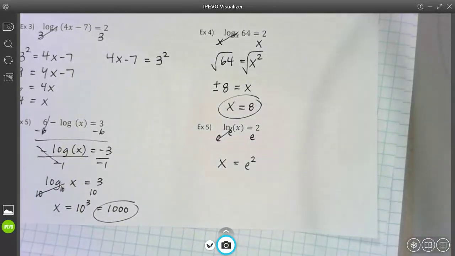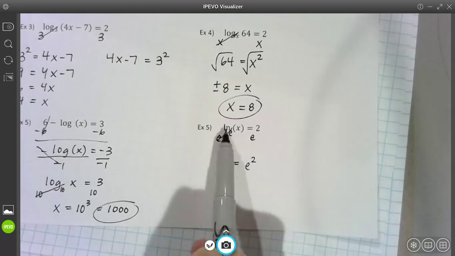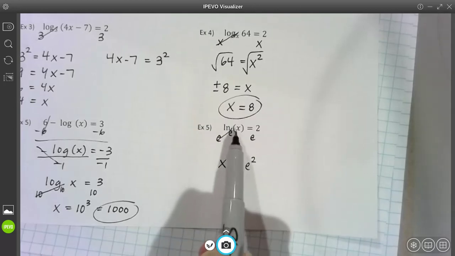Remember, e is a really long irrational decimal, so we don't want to square it and get the answer because it's really, really ugly. It's like 7.3, blah, blah, blah. Really long, never ends, never repeats. So your most exact answer is e squared. And since e squared is a positive number and not 0, it's not an extraneous solution because I would not be taking the log of a negative number or 0.